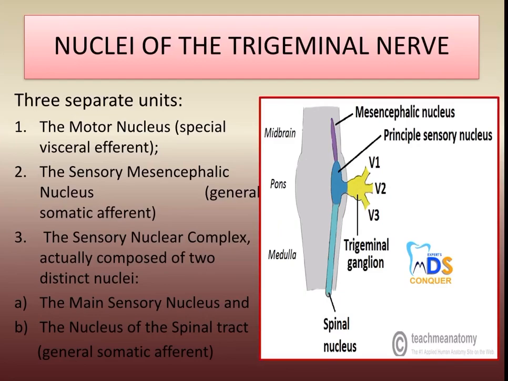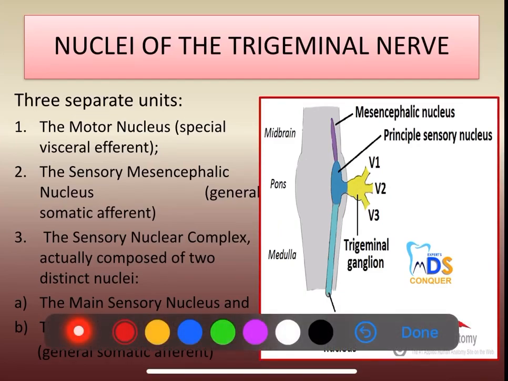You have to write the nuclei which the trigeminal nerve has. So it has three units, that is the motor nucleus, the sensory mesencephalic nucleus, and the third one is the sensory nuclear complex, which is again divided into two distinct nuclei, that is the main sensory nucleus and the nucleus of the spinal tract. So you can put this diagram there where it is showing the mesencephalic nucleus and the primary sensory nucleus, okay, as shown in the picture. So you can put this diagram.